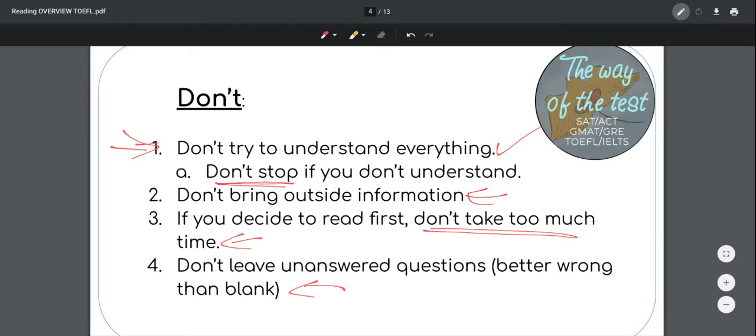But here in the reading section of the TOEFL, you definitely prefer to say something wrong or to mark a wrong alternative than to leave it blank. This is extremely important. Okay, we don't want to leave any answer blank.